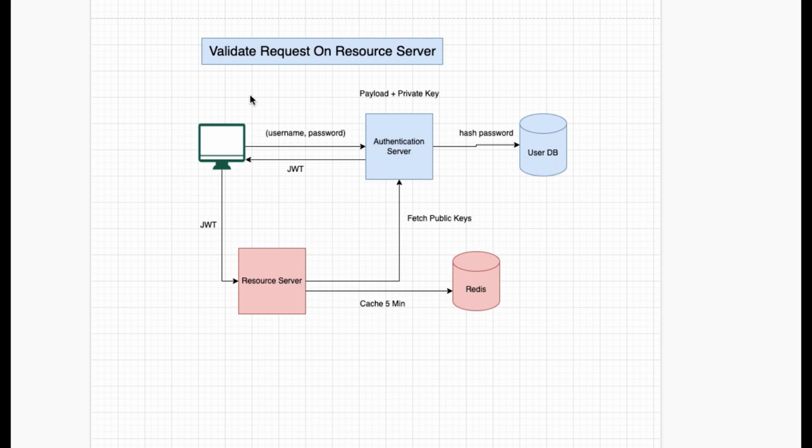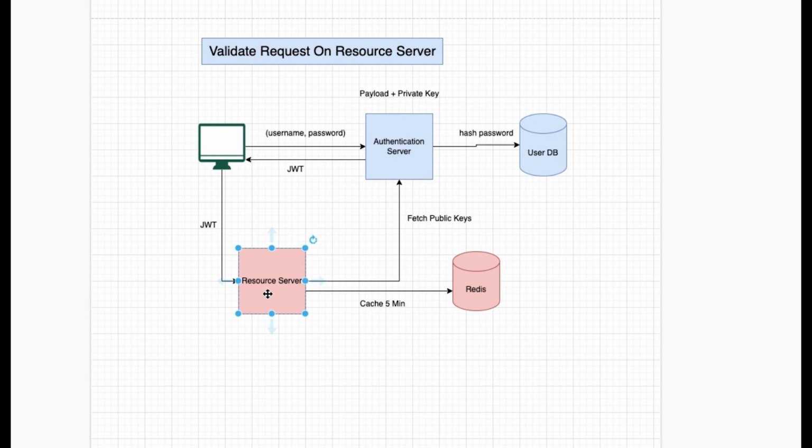Now let's see how to validate the user on another resource server. Once the client has the JSON Web Token, the client requests another resource server with the JSON Web Token in the authorization header. Now the resource server hits the authentication server and fetches all the available public keys. With the help of the public key, the resource server validates the JSON Web Token. If the token is valid, then the resource server serves the request.